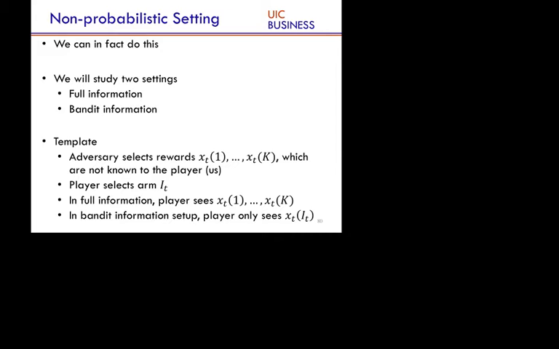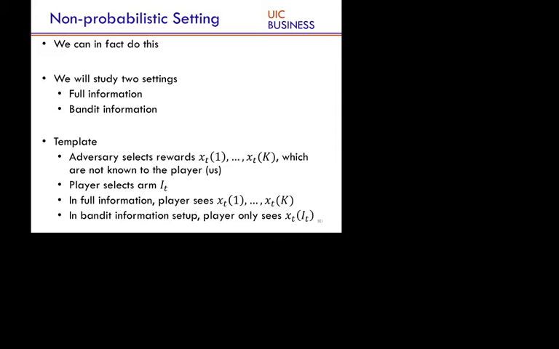I'm not clear. If the player is able to see xt1 to xt3? No, if there is full information, then the player will see this later. Once he plays, after we play, we'll get to know what all the rewards that were possible are for the time index t. In the next round, the adversary will again generate a bunch of numbers. So for the previous round, we'll know all the possible rewards. That's just the full information case.